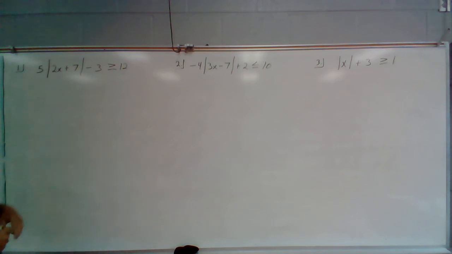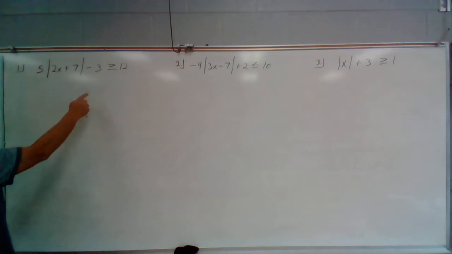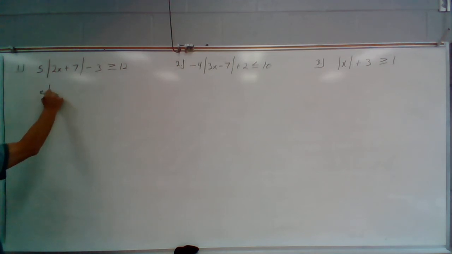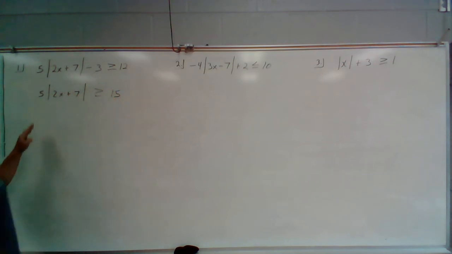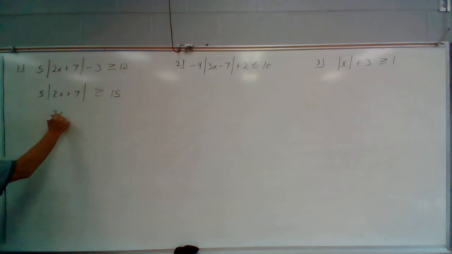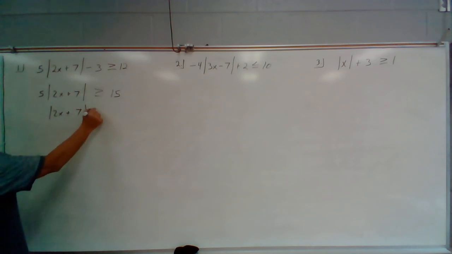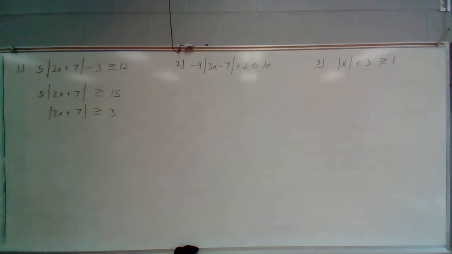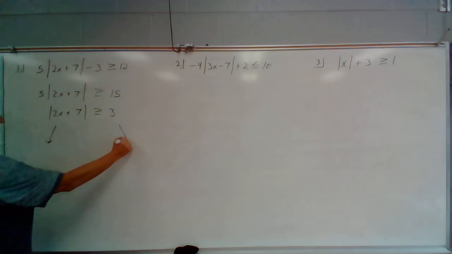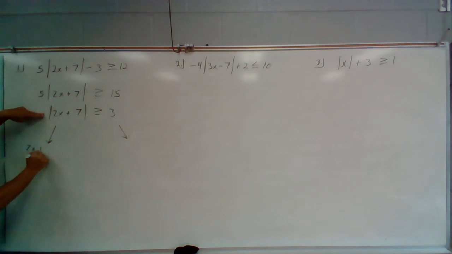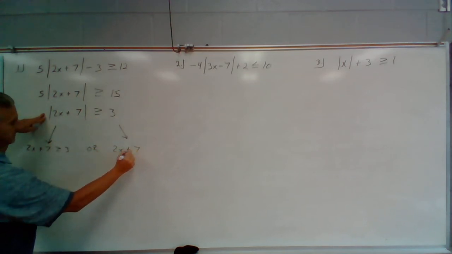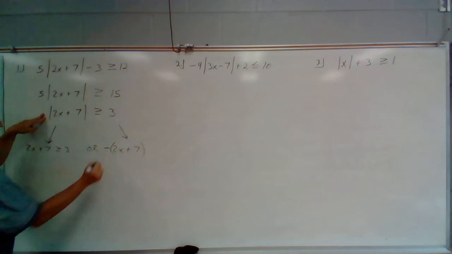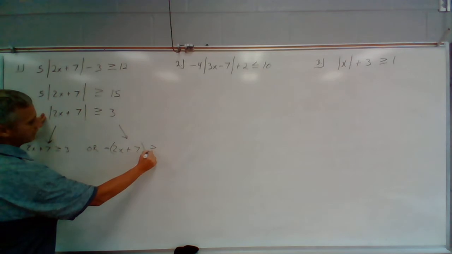All right, so let's have a look at the first one. So first thing to do is isolate the absolute value. So I'm going to add 3 to both sides. It's greater than or equal to 15. Divide both sides by 5. Okay, break it into our 2 possibilities. So either 2x plus 7 is greater than or equal to 3, or the opposite of 2x plus 7 is greater than or equal to 3.